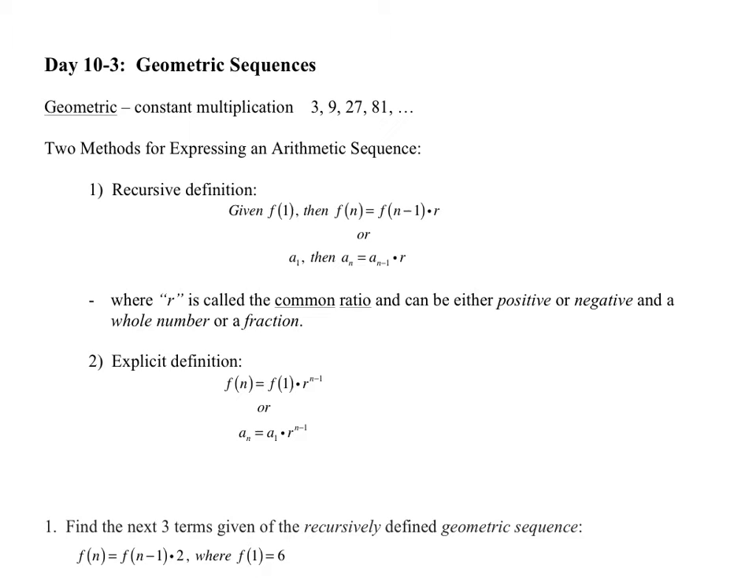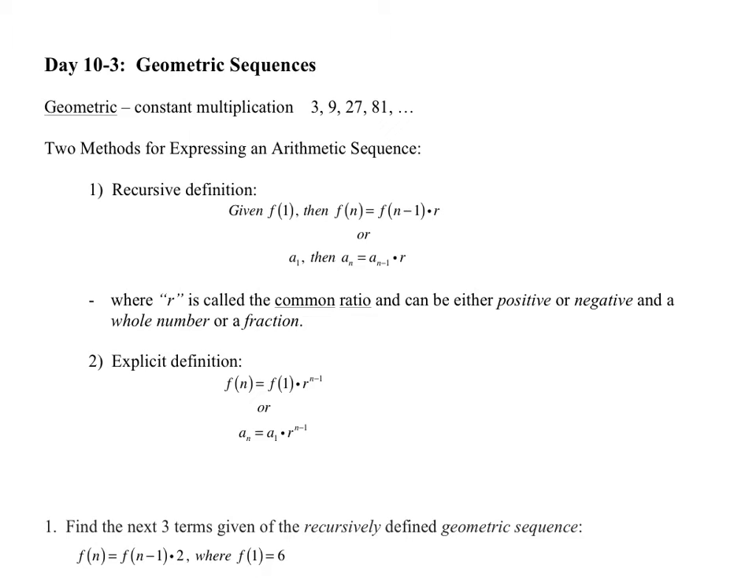Very, very similar to arithmetic sequences, meaning they could be recursive or they could be explicit. The only difference is that geometric now go up by multiplication. So if my sequence is going up, you're multiplying by a whole number. If it's going down, you're multiplying by a fraction. Okay? So again, arithmetic sequences go up by addition. Geometric now go up by multiplication.